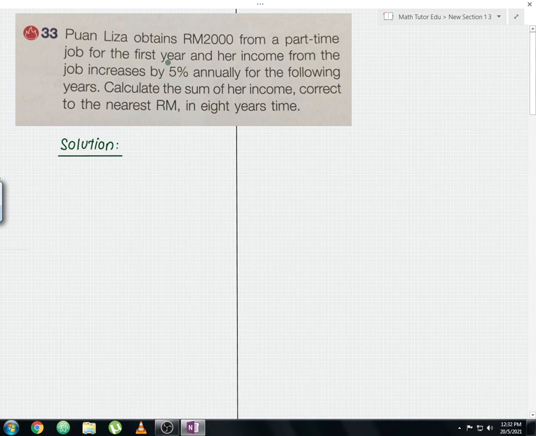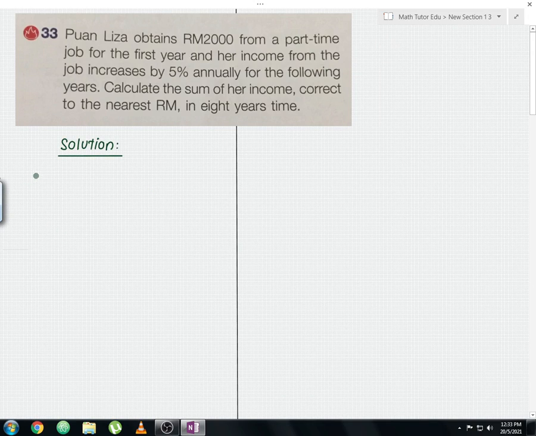So this 5% indicates that this question is a geometric progression. Whenever the question involves a percentage, fraction or multiplication, the question is a geometric progression. So that is how you're going to identify the difference between arithmetic progression and geometric progression. I hope that this tip is useful to you. So let us proceed to the discussion of this question.